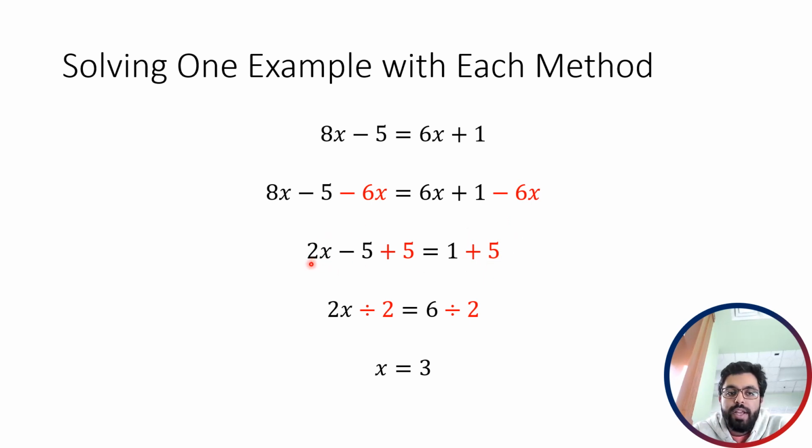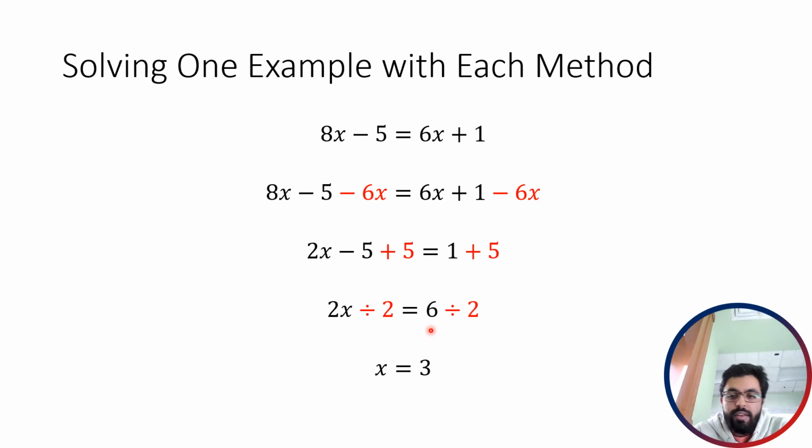So on the left side, we get 2x minus 5 plus 5. And that minus 5 plus 5 is just 0. So it's going to be just 2x. So that's this 2x down here. And on the right side, we've got 1 plus 5 is 6. So that's this 6 right here. So we've got 2x is equal to 6. And then in the red, we're dividing by 2 to get rid of that multiplication between the 2 and the x over there.